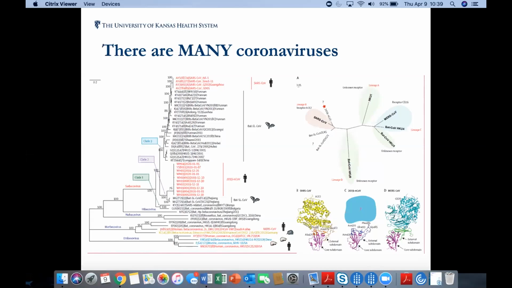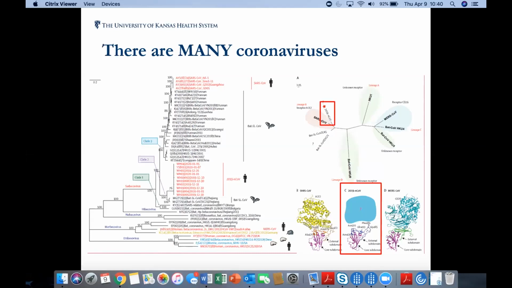On the right-hand side, you can see how the coronaviruses are divided in terms of lineage, which are then subdivided. But the lineage really refers to the type of receptor that the virus uses to gain access into the host cell. So your beta coronaviruses use the ACE2 receptor, which stands for angiotensin converting enzyme 2. SARS-CoV-1 uses this receptor. SARS-CoV-2 also uses the same receptor.